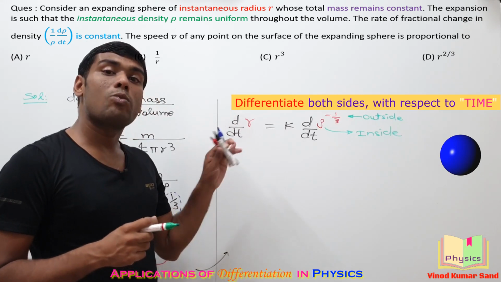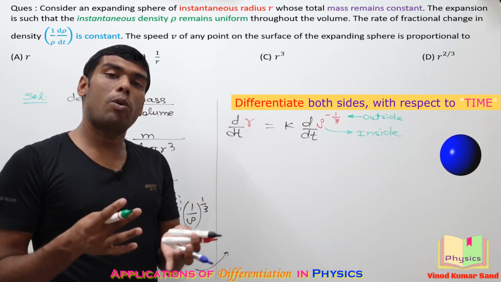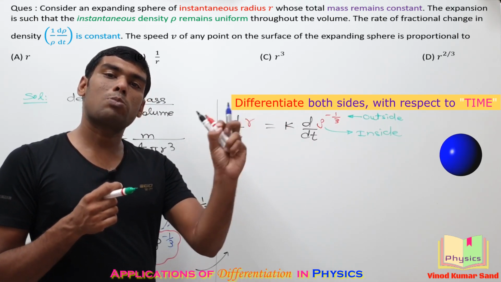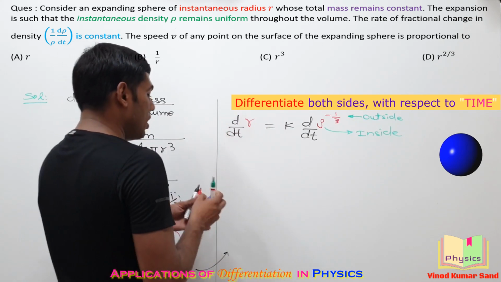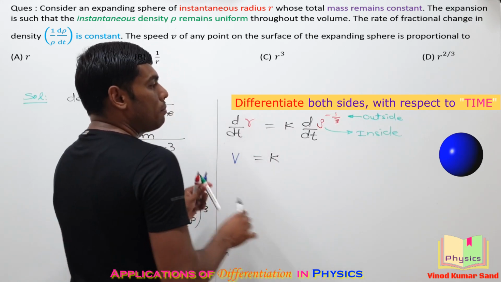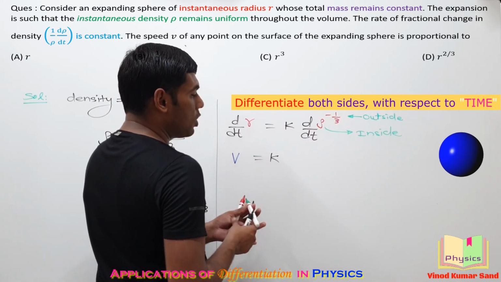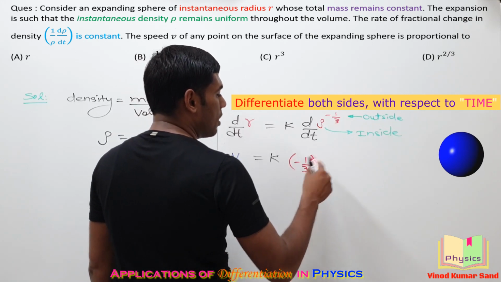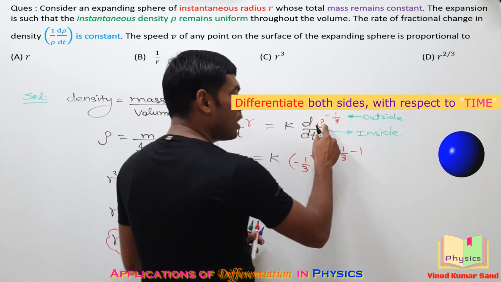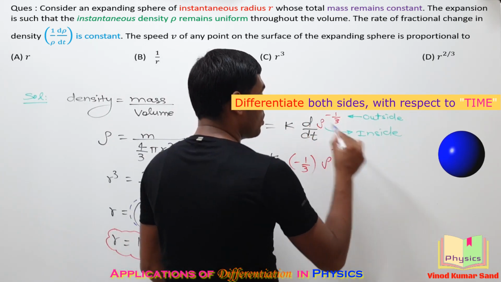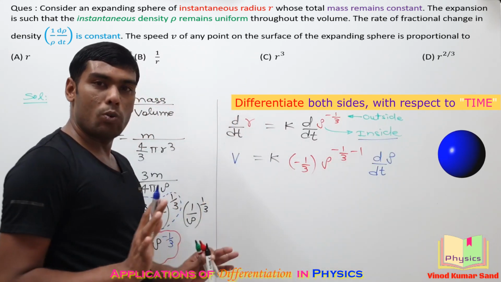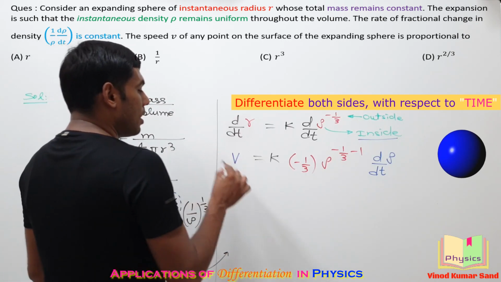This dR by dt will be written as the speed of any point on the surface of the sphere, because the rate at which the radius is changing will give you the speed of any point on the surface. So here you can replace v and remaining calculation we are doing k. I am differentiating the outside function. You know how to differentiate the power. Minus 1 by 3 rho power minus 1 by 3 minus 1, and then we need to differentiate the inside function. The differentiation of inside function is d by dt of rho. Do you agree?